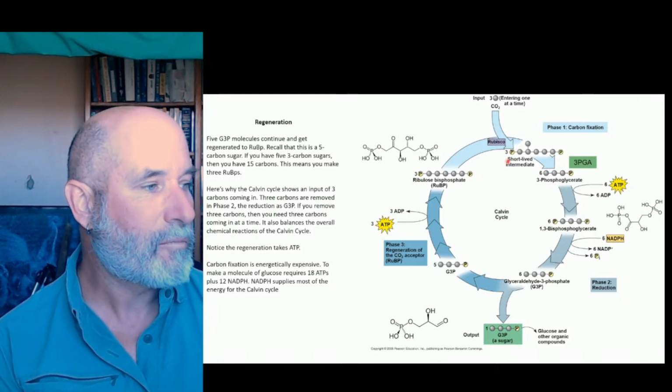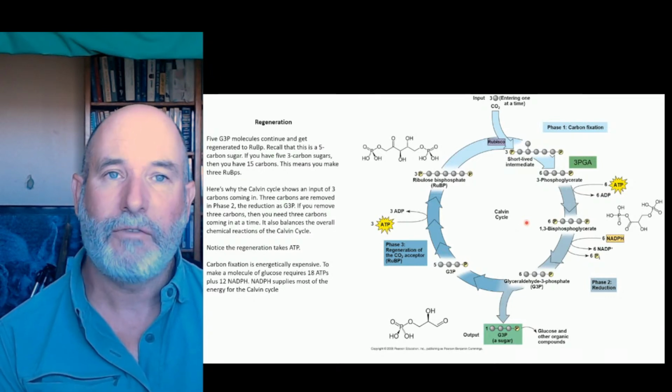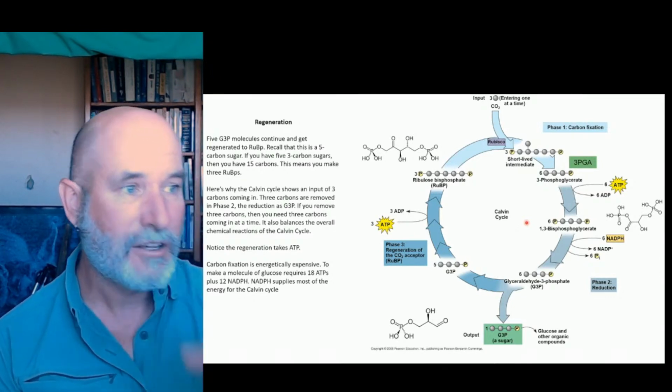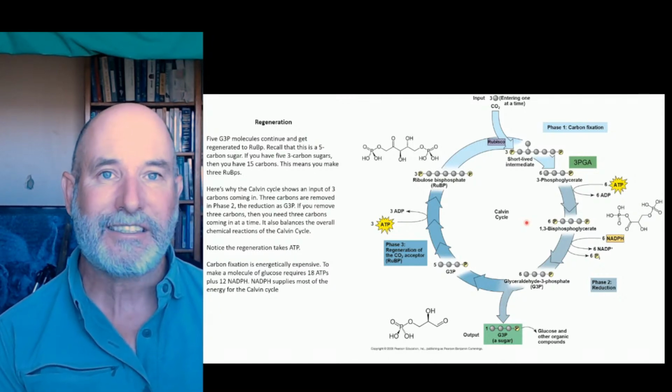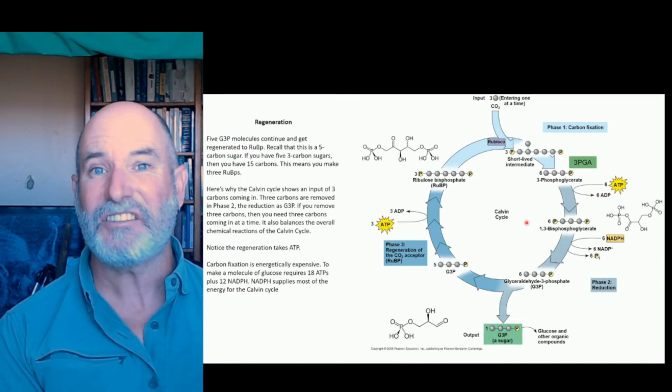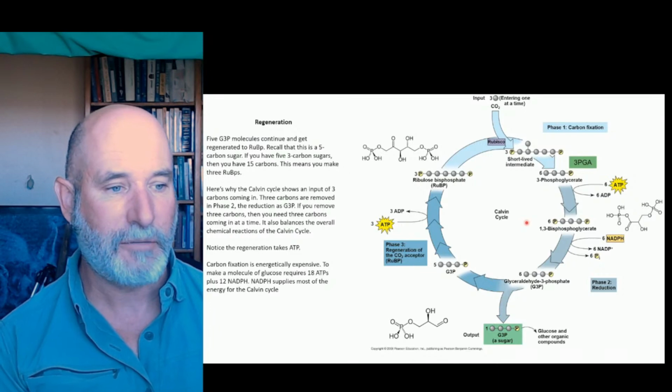So this whole process is taking between 15 and 18 ATPs for the entire process of the Calvin cycle. And it also requires 6 NADPHs. And that's to get 3 carbon atoms fixed into 3-PGA.